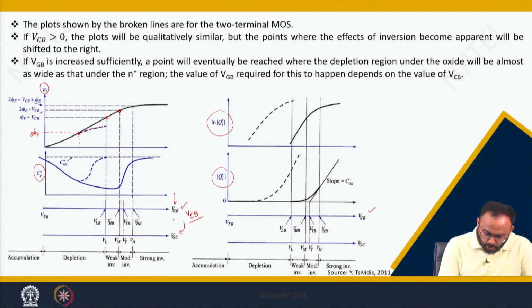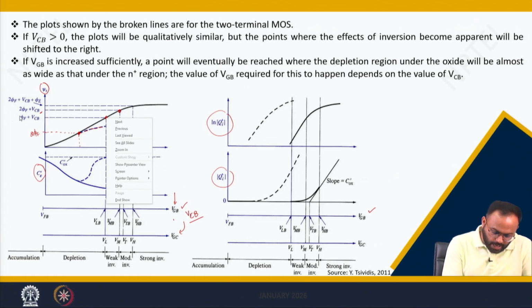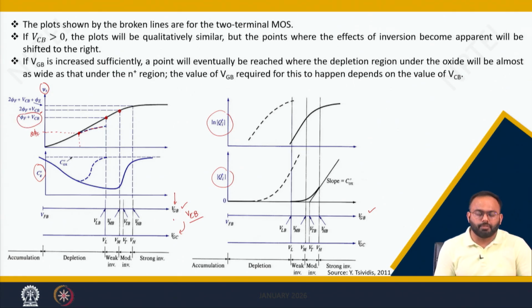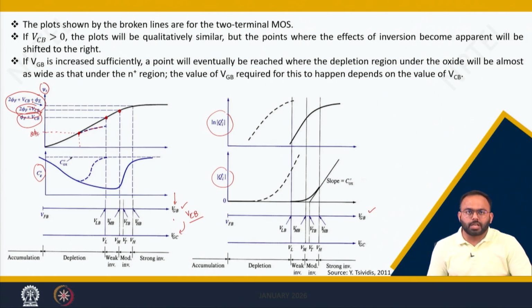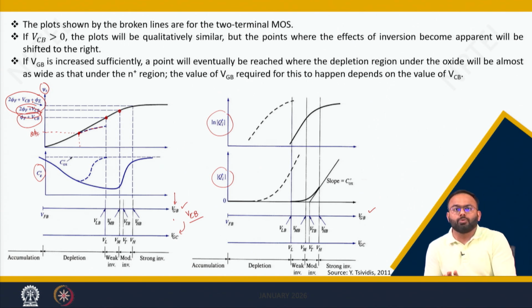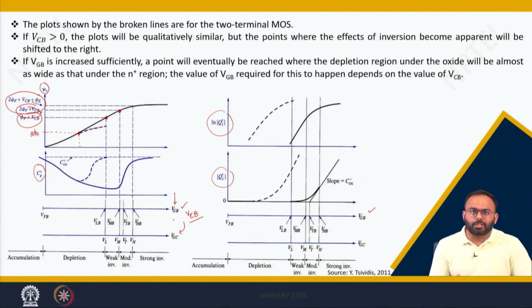So this is the new point, which can be said as the onset of weak inversion. This is the onset of moderate inversion, and this can be considered as the onset of strong inversion when VCB is coming into the picture. The impact of VCB is nothing but to shift everything to the right, in the sense that it requires more VGB to attain the same amount of conduction or the same amount of inversion charge.